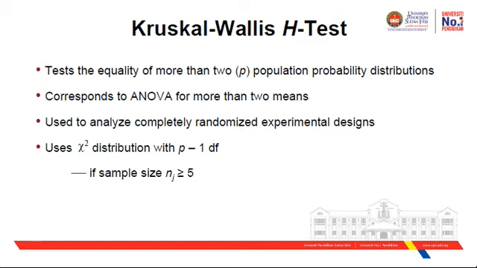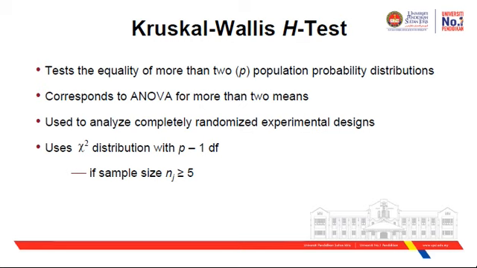This video is for chapter 5, comparing three or more populations, related to ANOVA for the parametric test, and we call it the Kruskal-Wallis H test for the non-parametric test. The Kruskal-Wallis H test is used to test the equality of more than two population probability distributions. It corresponds to ANOVA for more than two means under the parametric test, and is used to analyze a completely randomized experimental design.